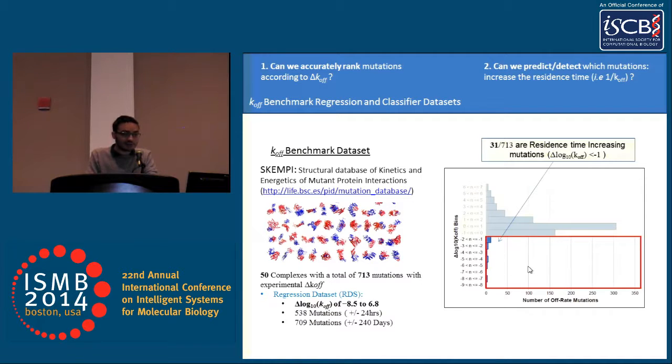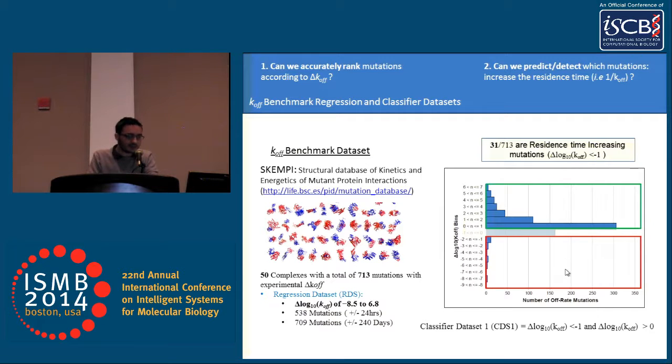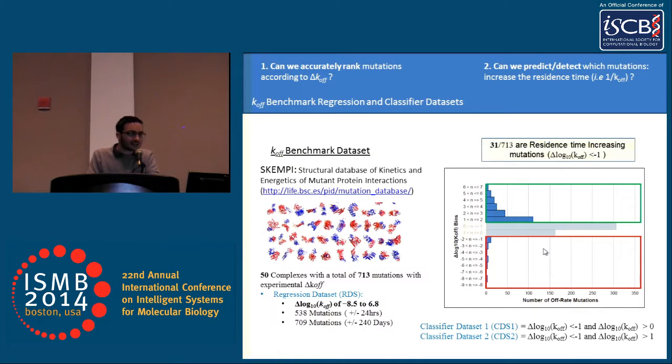And so we just have 31 out of 713, and we concentrate a lot on the detection of these. So we create two data sets. One, CDS1, has positive examples and negative examples, where the negative examples are simply neutral to destabilizing mutations and the positive are stabilizing mutations. And we take another data set which has stabilizing examples and destabilizing. So you remove the neutral points. You make it a little bit easier, basically.